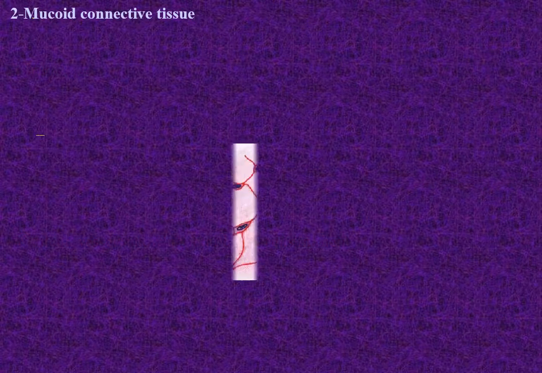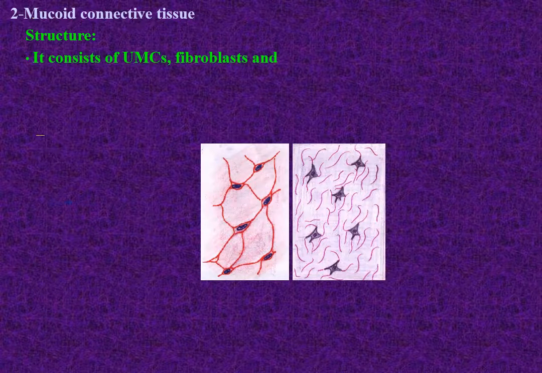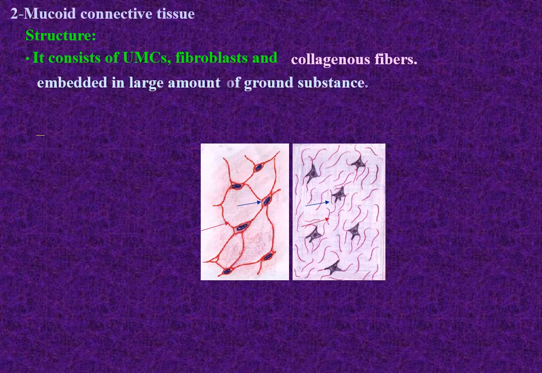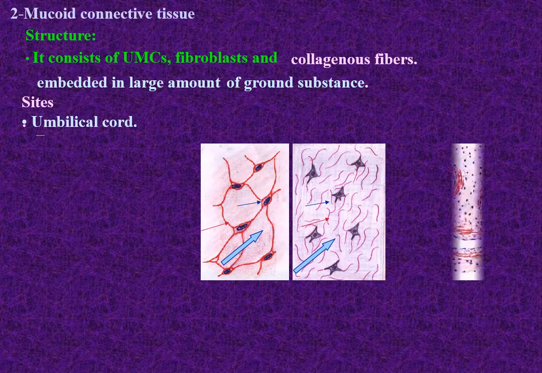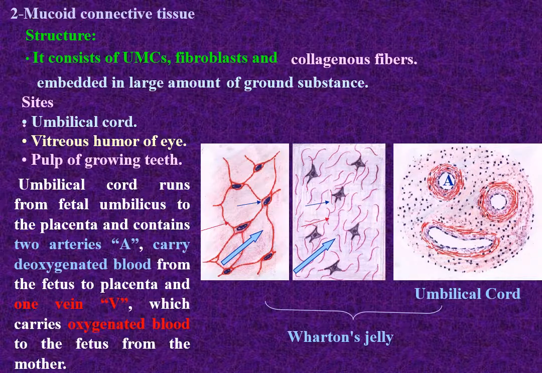Mucoid connective tissue or Wharton's jelly. Structure. Mucoid connective tissue consists of undifferentiated mesenchymal cells, fibroblasts, and thin collagenous fibers embedded in a large amount of ground substance. Sites. Mucoid connective tissue is present in umbilical cord, vitreous humor of the eye, pulp of growing teeth.